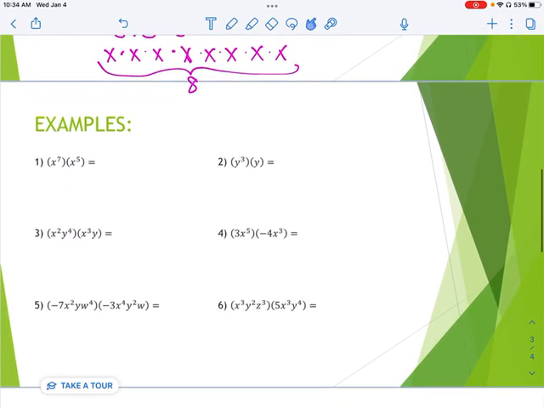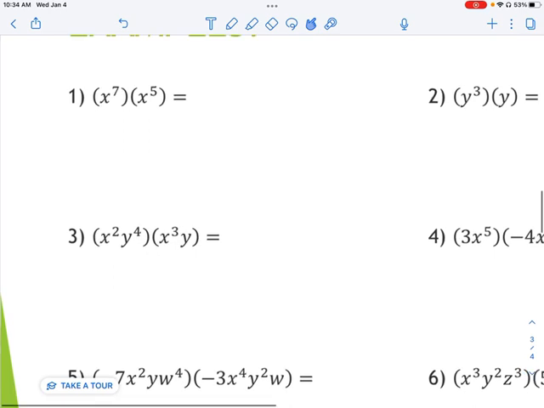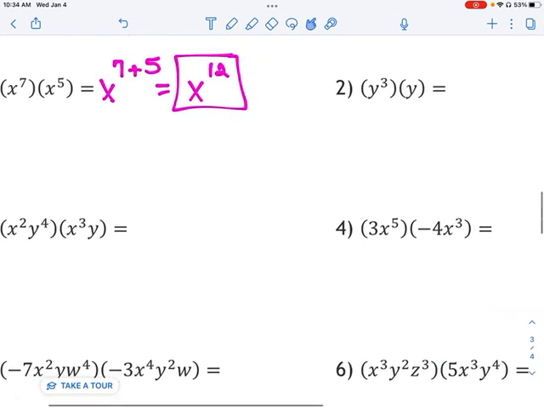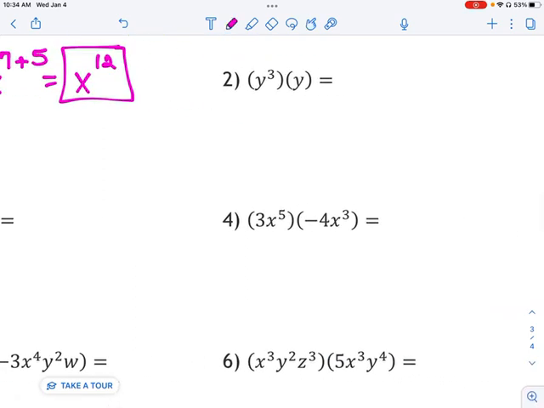All right, so let's give this a shot then. So if we look here at this first one, it says x to the seventh times x to the fifth. So I'm going to go x is my common base to the 7 plus 5, and 7 plus 5 is 12. So x to the 12th. On this second one, I have y to the third times y. So my common base is y. Remember that even though there's nothing written here, there is a 1, y to the first power. So y to the 3 plus 1 would get me y to the fourth.